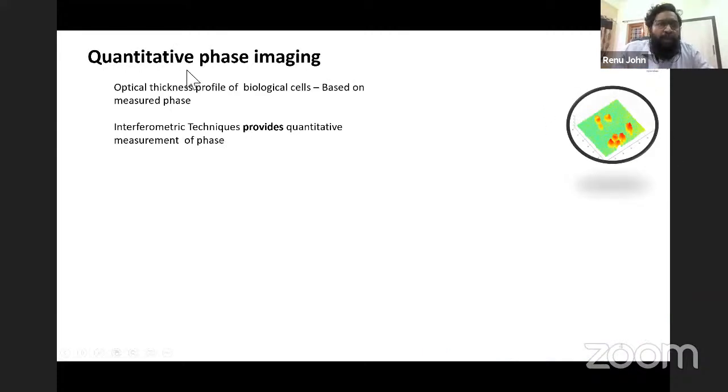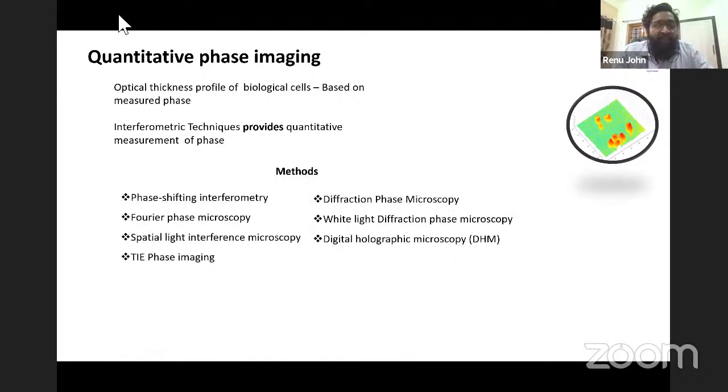We will talk a little bit about how we can visualize thickness or phase, and there are a lot of methods which are fairly popular in live cell imaging applications, like interferometry. Most of these techniques basically come from the principle of interferometry or coherence interferometry, and slowly into partial coherence or low coherence interferometry. So most of these techniques are based on the principle of coherence or low coherence.